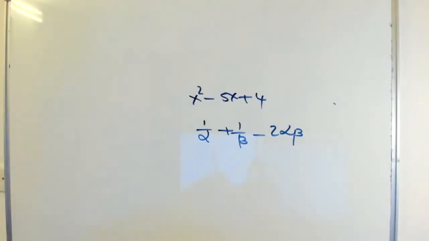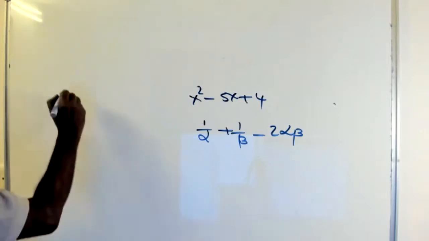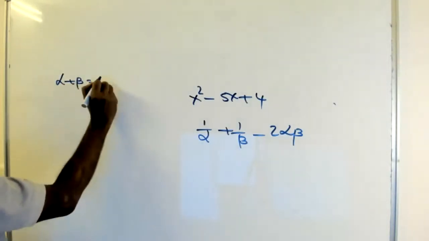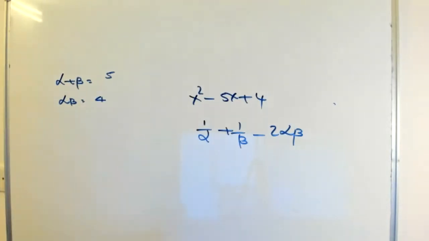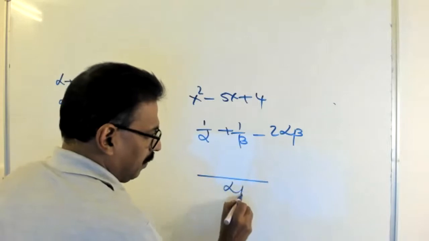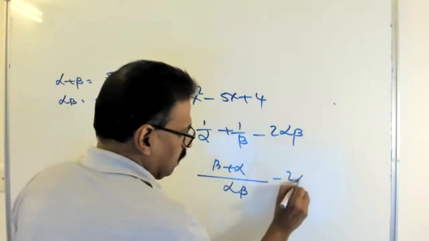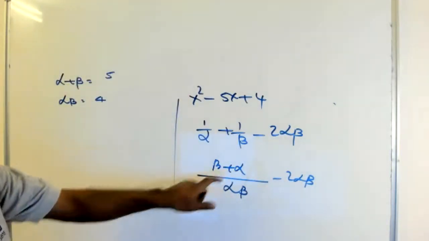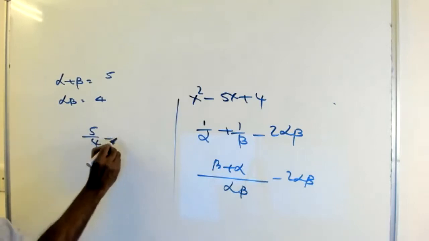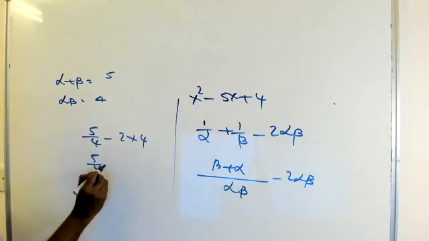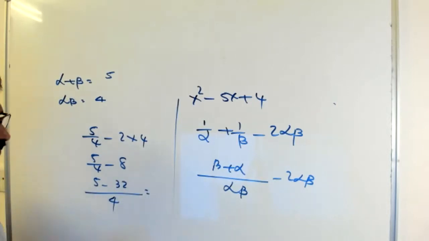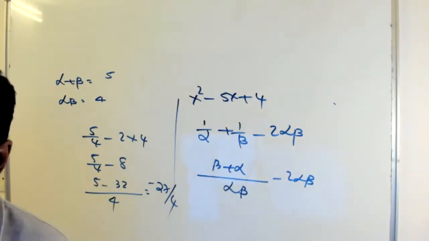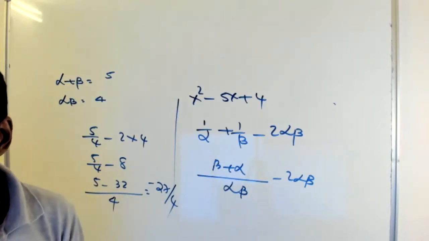Okay, look here. Your first step is alpha plus beta, which is 5, because minus minus. Alpha beta is 4. Now here, 1/alpha, 1/beta: the LCM is alpha beta, so beta plus alpha minus 2 alpha beta. So 5/4 minus 2 into 4, 5/4 minus 8. LCM 4, 5 minus 32. Answer? -27/4. This is the answer. Correct it now.